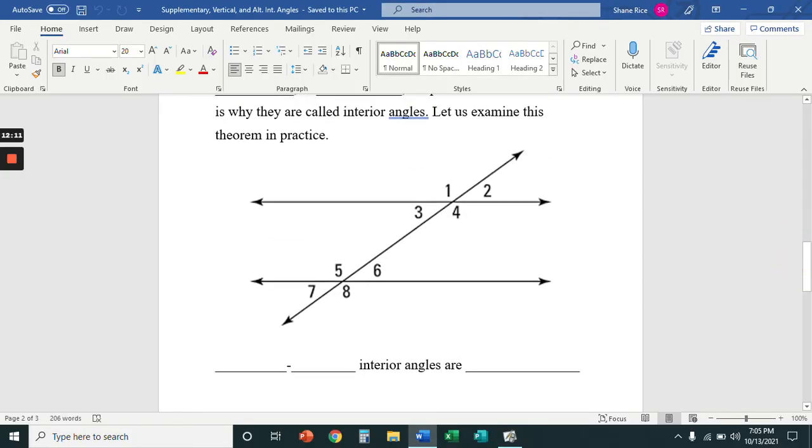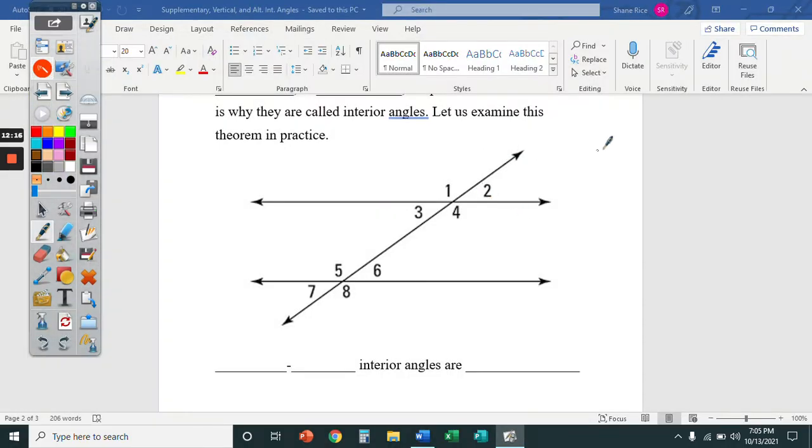So looking at this drawing, it's the same drawing we had before. Nothing's changed. We're going to look at what I call alternate interior angles. So we're looking at the angles that are in between the 2 parallel lines. And if you have to, you can draw a little box like I just did, box it off. So when you do that, you say, oh, okay, I'm looking at these 4 angles right here. Now, alternate in this case means on the opposite side.